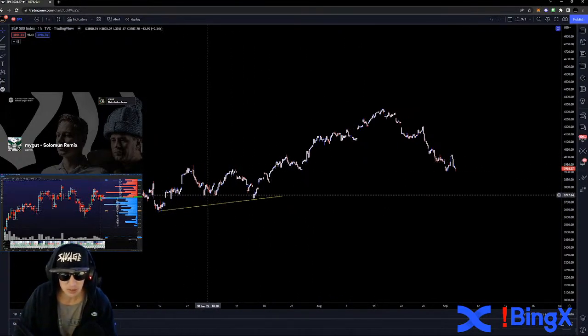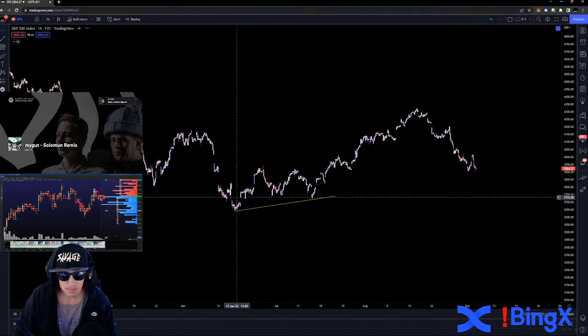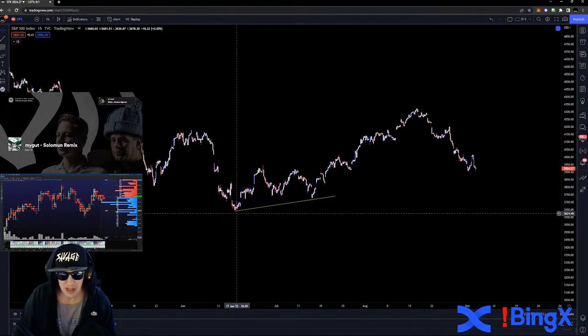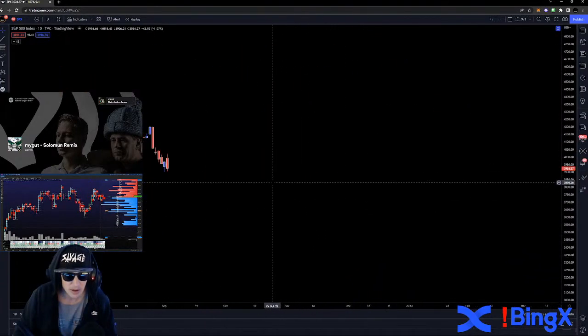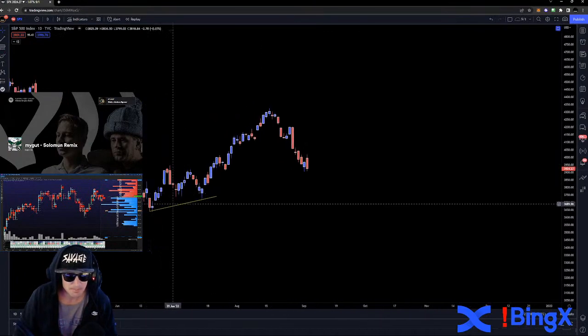Nice, like I said, nice bounce here. This is the hourly. Look at the daily. It looks very similar to Bitcoin, at least on this time frame.